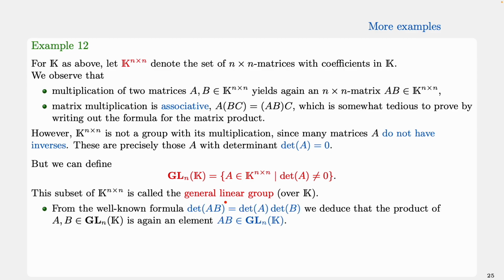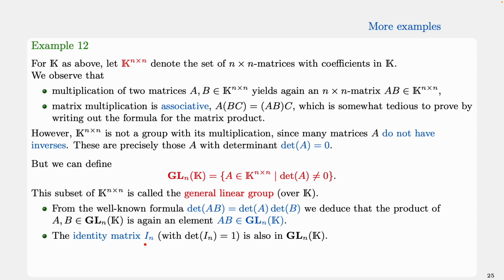Let's quickly check this. So associativity we have, and that it's closed here. So from the well-known formula for determinants, the multiplicativity of the determinant, we have that the determinant of A times B is the same as the determinant of A times the determinant of B. So if these two determinants here are different from 0, then of course the determinant of the product will be different from 0 as well. And this shows us that the product of two elements A, B in this general linear group is again an element in the general linear group, so that's good.